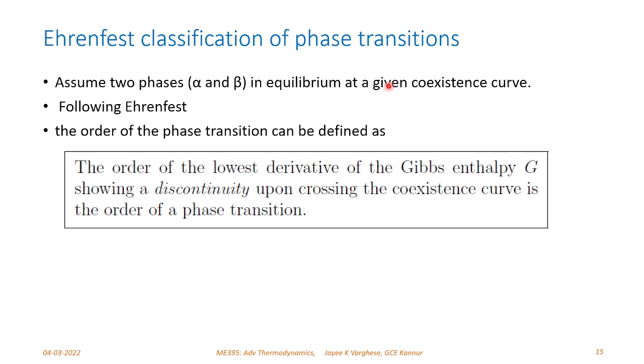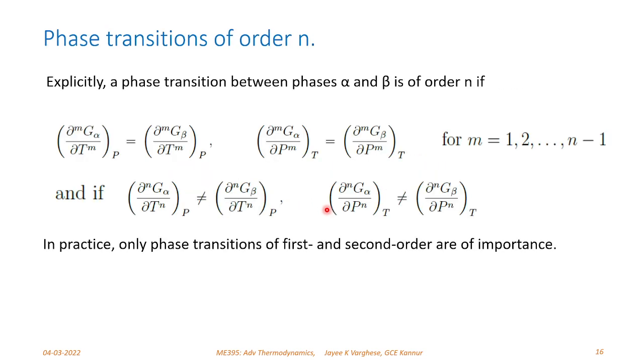So we can plot the variation for different properties which takes place during the melting process. Now, according to Ehrenfest, the order of the phase transition can be defined as the order of the lowest derivative of the Gibbs enthalpy G showing a discontinuity upon crossing the coexistence curve, which is called the order of the phase transition. So I'll try to explain that.